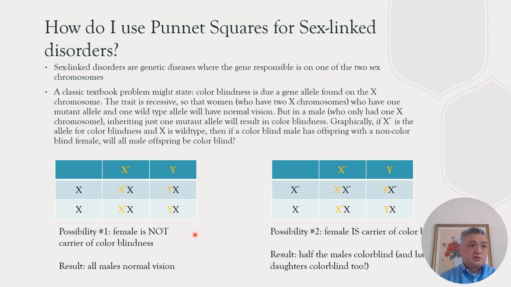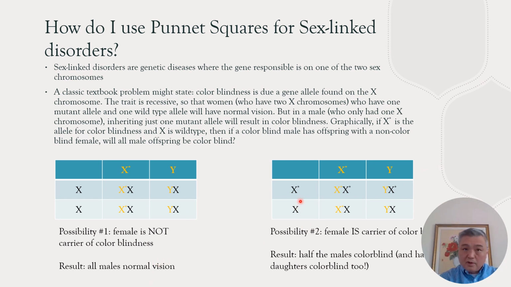When you do the crosses, in scenario 1 you're going to get the situation here. These two offspring will have one mutant allele, but because of the wild type one, they will have normal vision. In the males, since they only inherit the X chromosome from their mother, they will be genotypically normal and will not be colorblind. So all males will have normal vision.